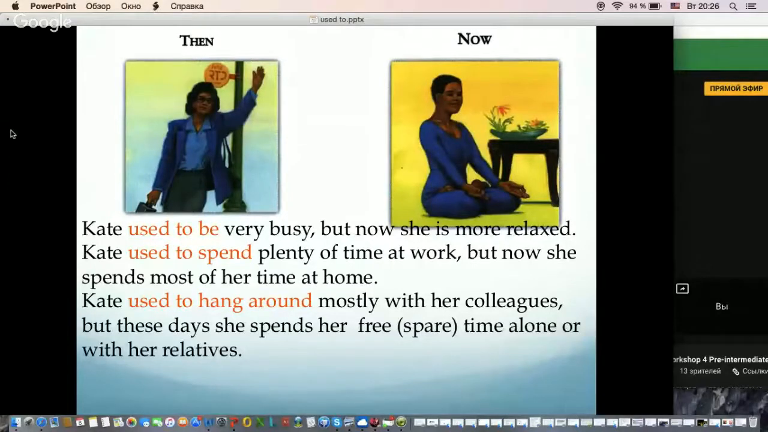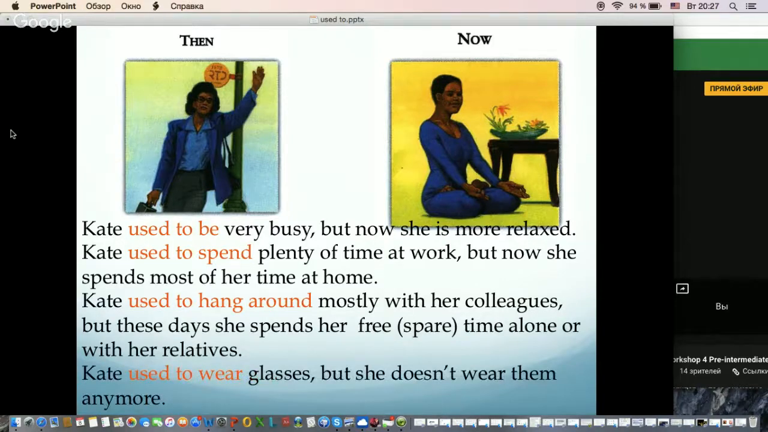Так вот, раньше Кейт постоянно тусовалась, зависала со своими коллегами, но на сегодняшний день она проводит свое свободное время либо в одиночестве, либо со своими родственниками. То есть таким образом мы понимаем, что жизнь этой женщины явно каким-то образом изменилась. Another example. So Kate used to wear glasses, but she doesn't wear them anymore. То есть раньше Кейт носила очки, но больше она их не носит.